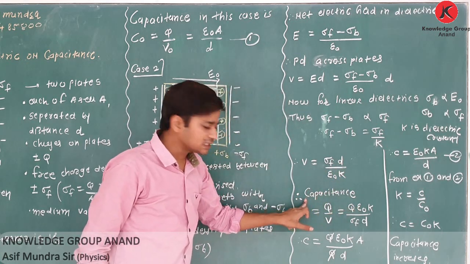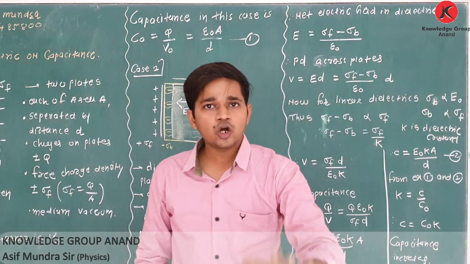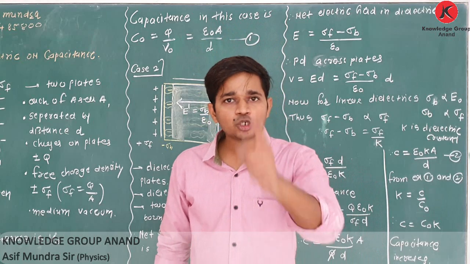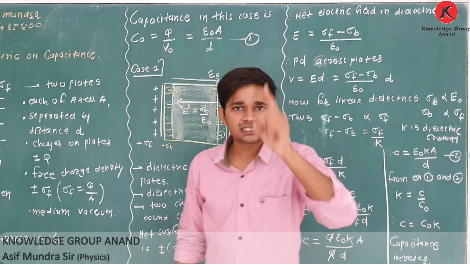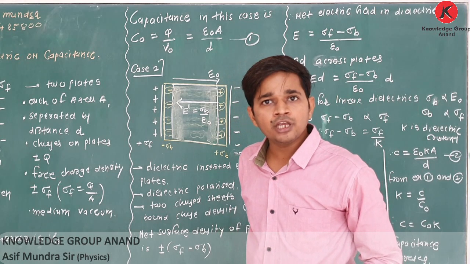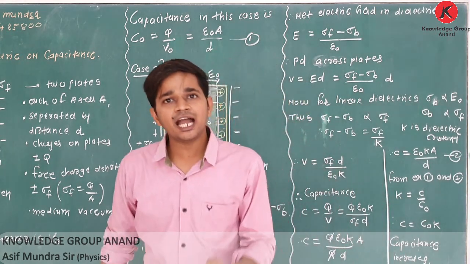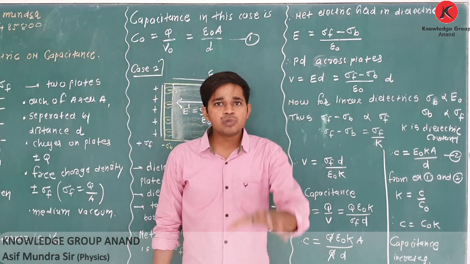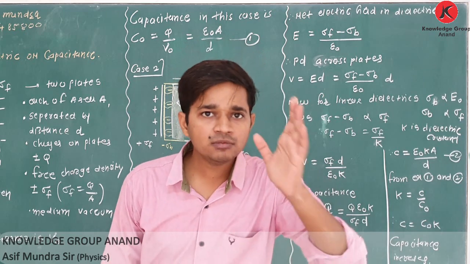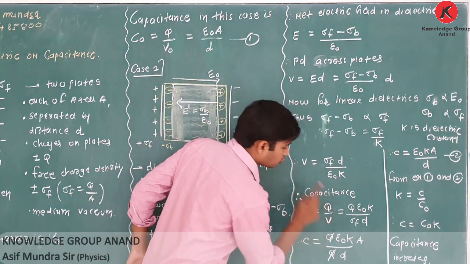Now what is capacitance? C is equal to Q upon V. The charge on the plates of the capacitor remains the same. Here it is Q, here it is also Q. Electric field changes, potential changes, and due to that capacitance changes. But on the plates, the charge remains constant. So C is equal to Q upon V.